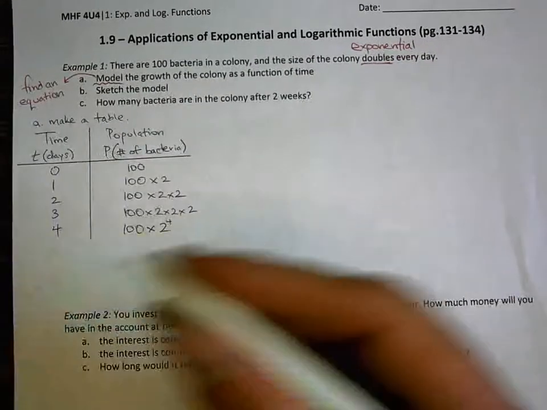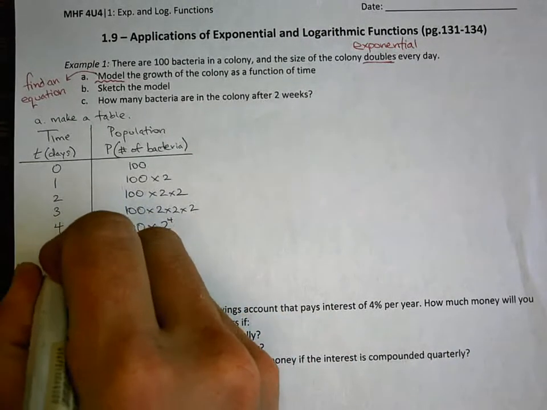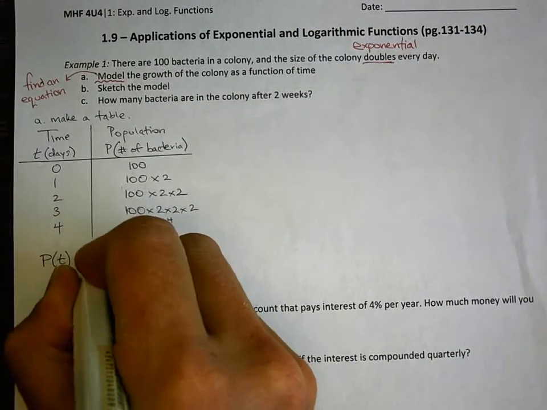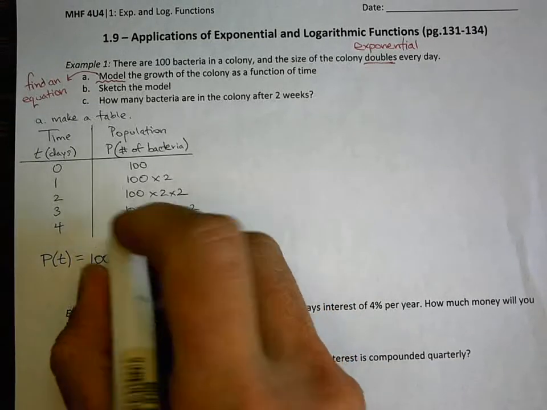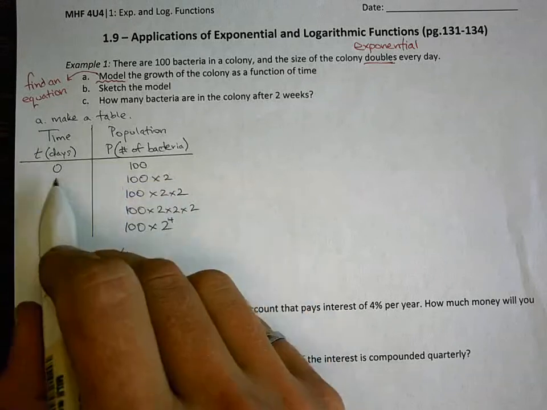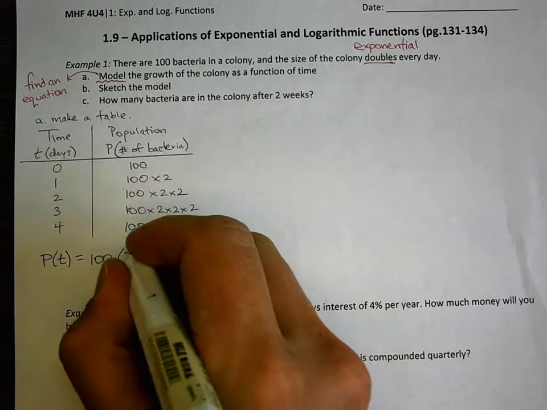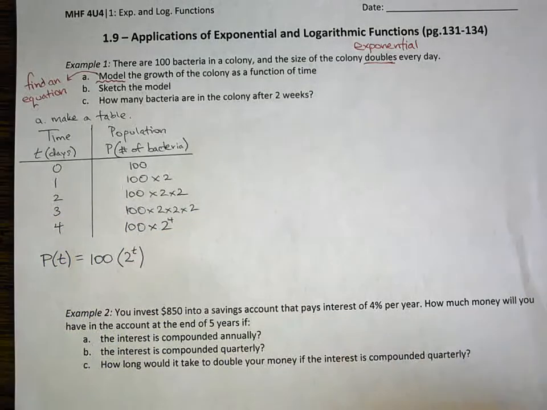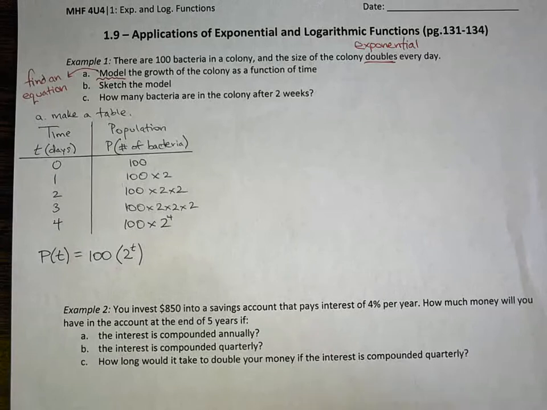So now, if I wanted to model it, I want to make a mathematical model. Well, I can tell you the population. The population is 100 times 2 to the power of 1 for day 1, 2 for day 2. So it's just whatever day it is, that's my exponent. And that's my answer for part A.